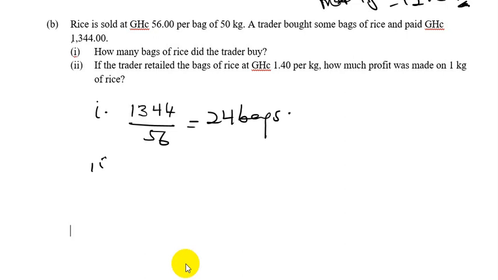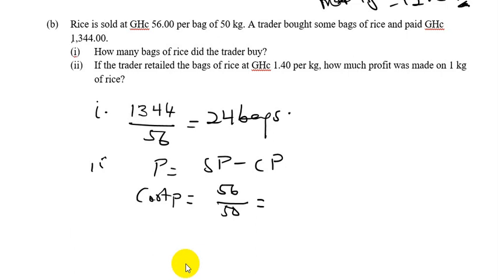Now our second part is, he said, if the trader retails the bag for 1.4 per kg, now we should find the profit. We know that profit is equal to selling price minus what? Cost price. So we should find our cost price. So our cost price will be equal to 56, that's the price of the bag, divided by 50, and that's going to give us 1.12. So it means that every kg the woman bought it for 1 cedi 12 pesewas.